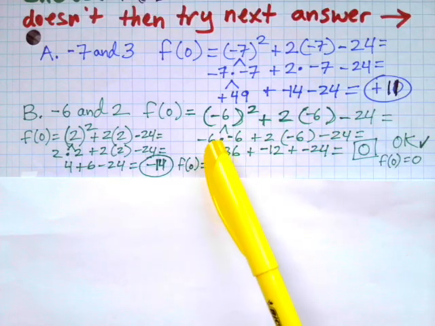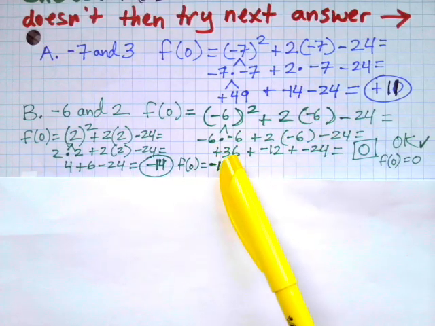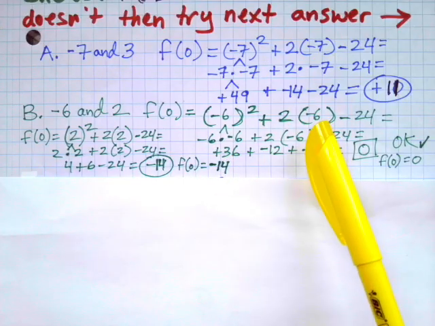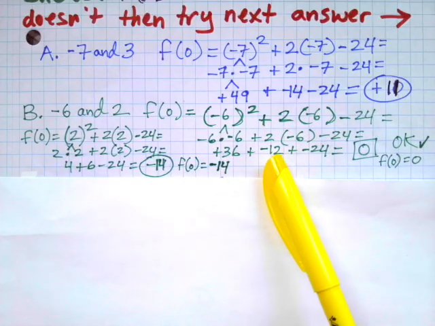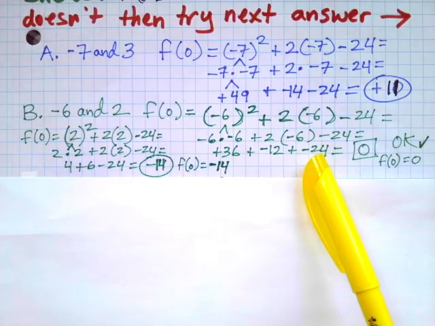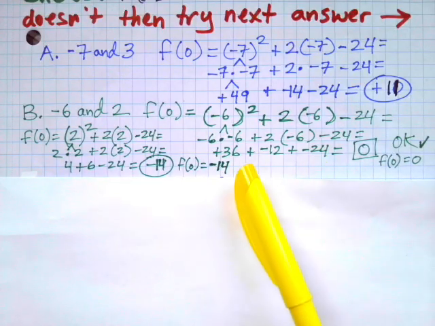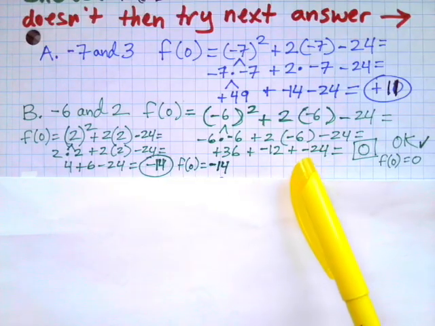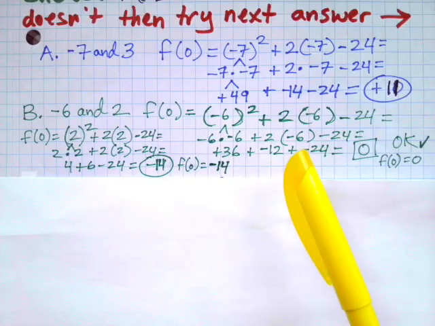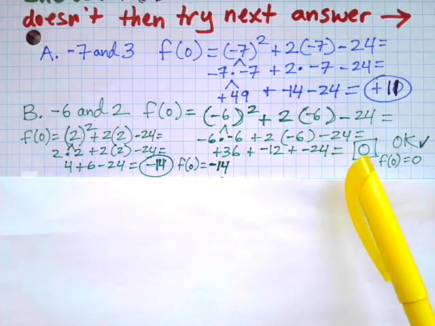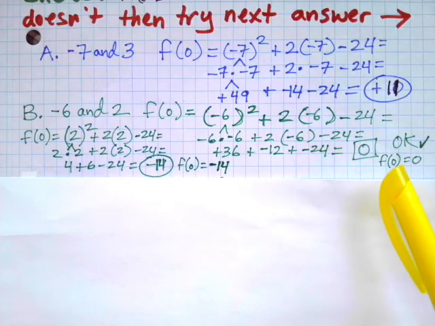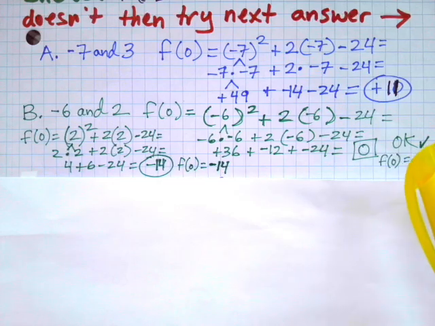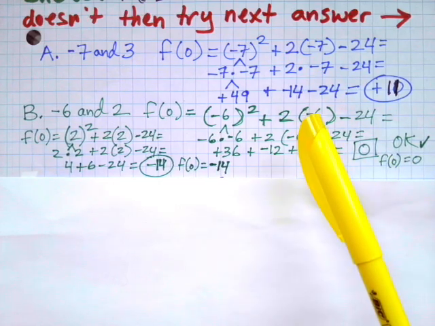Negative 6 squared is negative 6 times negative 6, which is 36. 2 times a negative 6 is negative 12, and then I just bring down that negative 24. Negative 12 plus a negative 24 is negative 36. What's a positive 36 plus a negative 36? That's 0. F of 0 equals 0. That checks off. That looks really good.